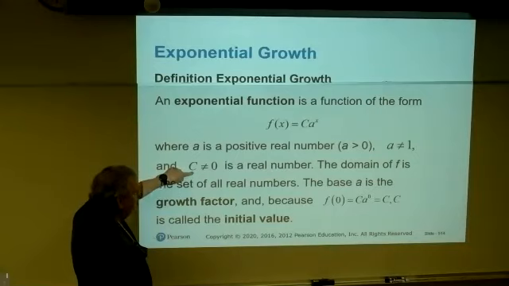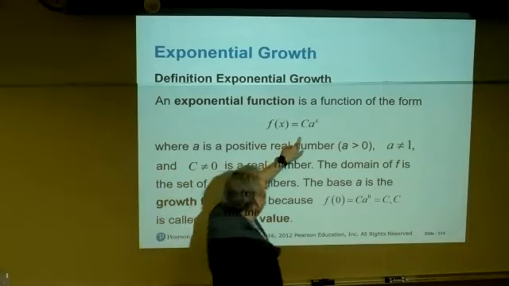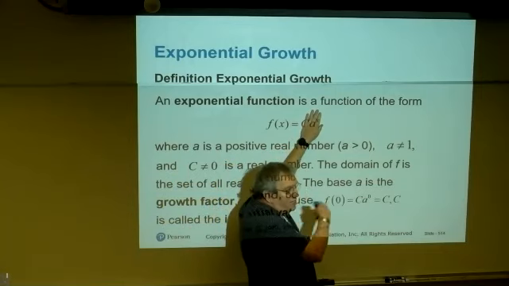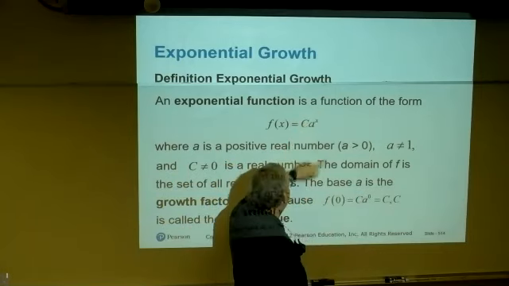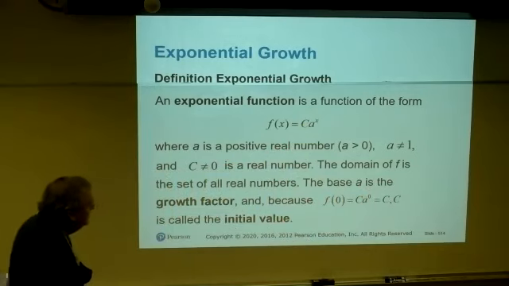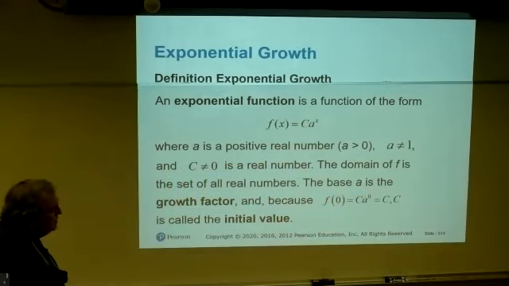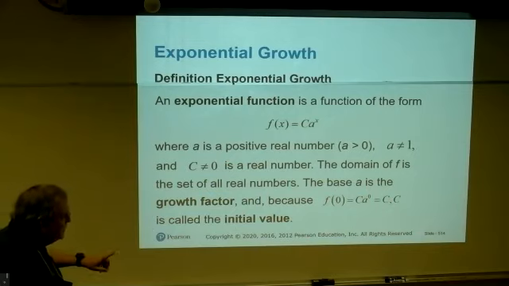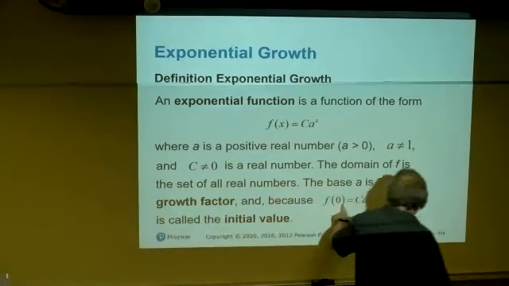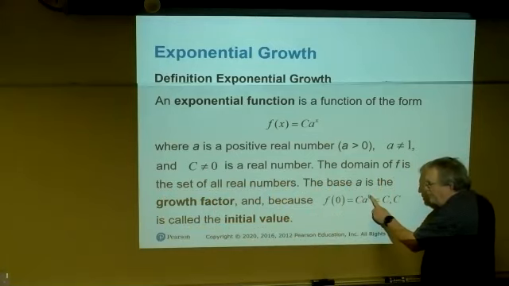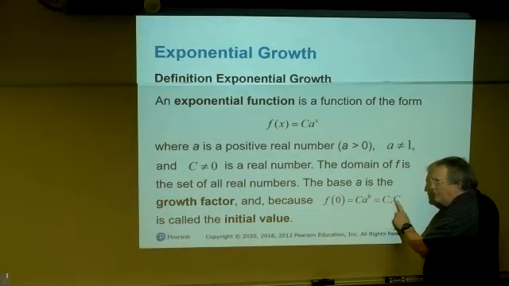C can't be 0 because if c is 0, this is just 0. So that makes this a 0 function, not exponential. And c, again, can be any real number. The domain of f is the set of all real numbers. The base a is known as the growth factor when you're talking about exponential growth. And because f of 0 equals c, because a to the 0 power is 1 and 1 times c is c, c is called the initial value.